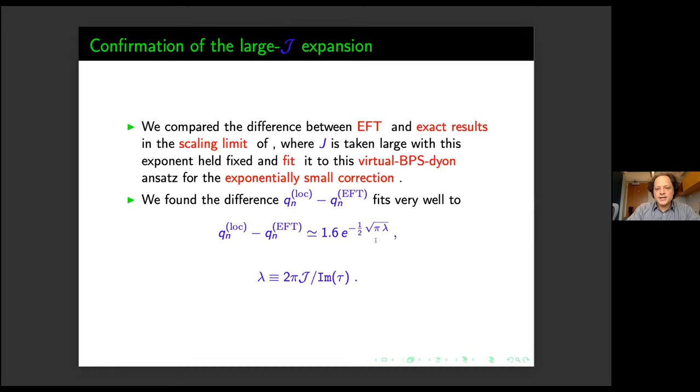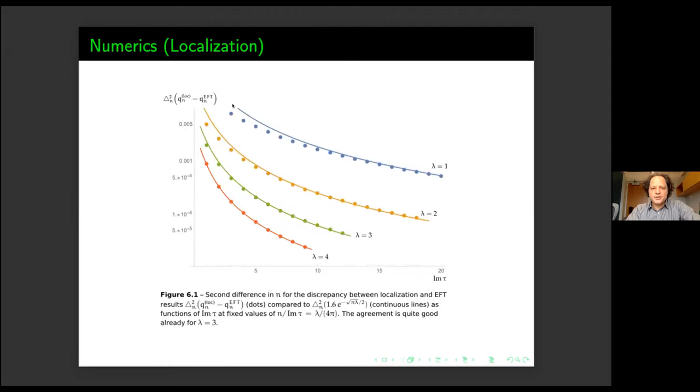So there was an initial estimate for the exponent, which was just done numerically. It was not quite right, but it was very close. And you can see even with this crude estimate of the exponent, the fit is extremely good. This is not the fit of the full amplitude. This is just the fit of the exponentially small correction. So this is, in other words, the localization result minus the EFT prediction fit to this massive macroscopic propagation ansatz.